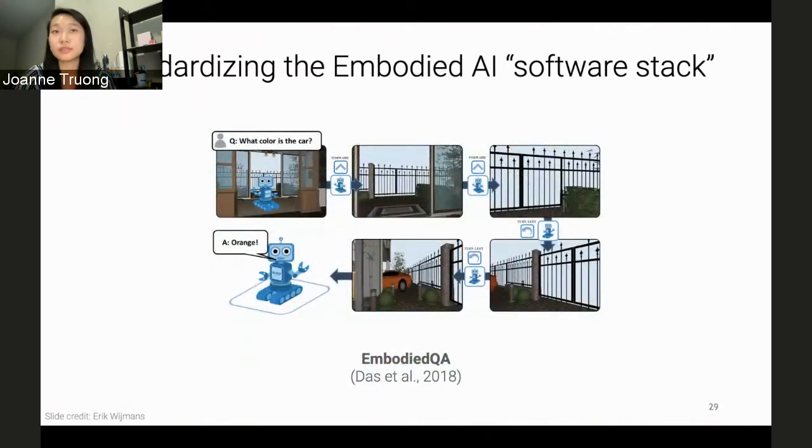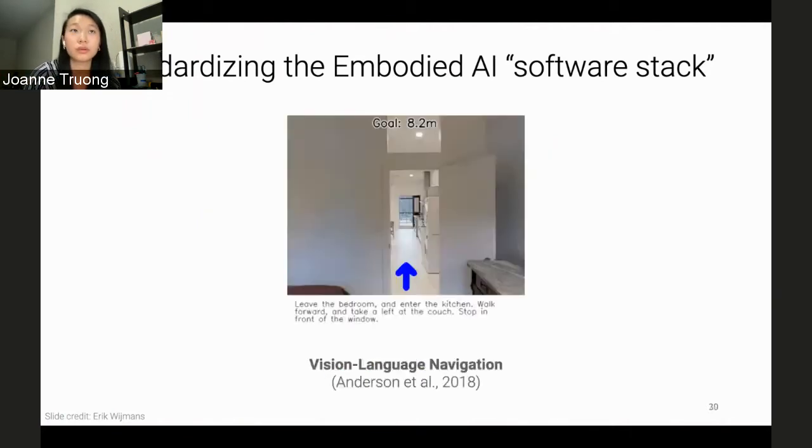An example of a task would be embodied question answering. In this example, a human asks what color is the car. The embodied agent would have to take actions in the environment. Here it goes outside to the garage, sees the car is orange, and answers the question that the human asked.